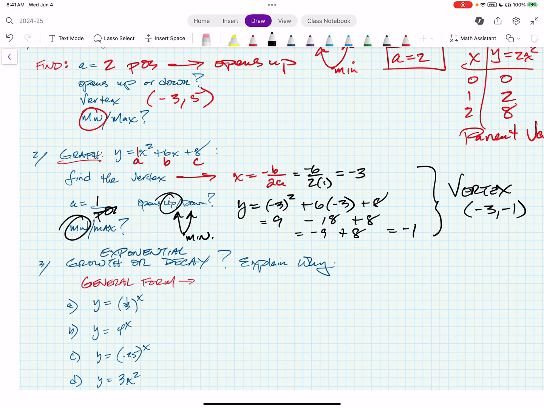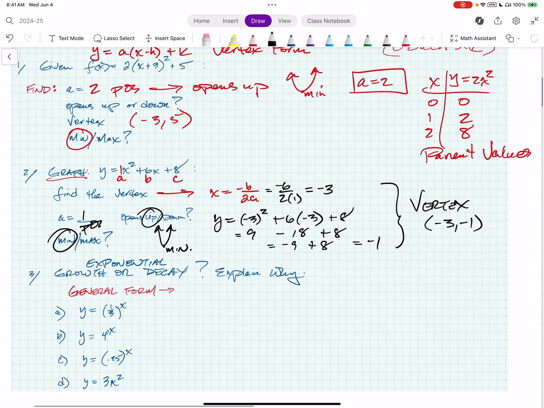So you would choose the right graph. You would look for the graph, okay, if they give you 4 graph options, that obviously opens up. It has a lead coefficient a equals 1, so it uses the parent values for a equals 1. And you would look for the one that has a vertex at -3, -1. So you have to do some work here, some investigative work, before you choose the 4 graph options.